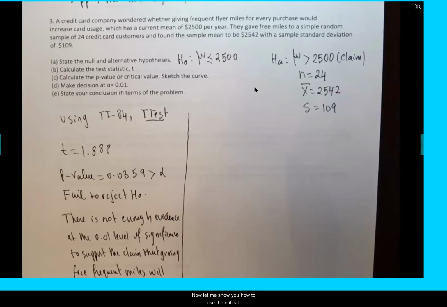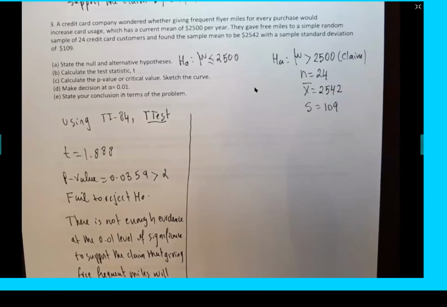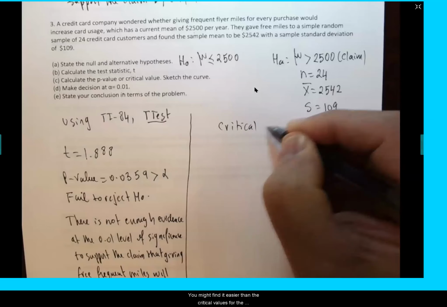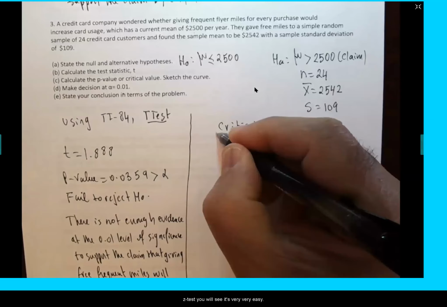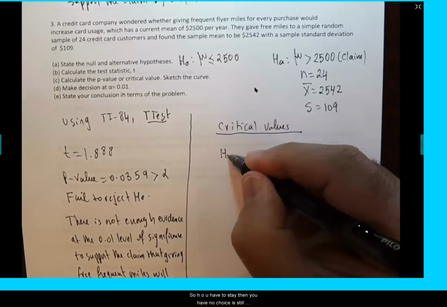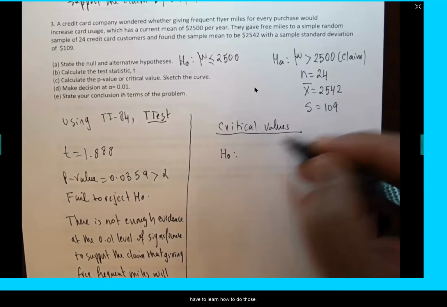Now, let me show you how to use the critical value. So, critical values. You might find it easier than the critical values for the z-test. You will see it's very, very easy. So H0, you have to state them. You have no choice. You still have to learn how to do those.